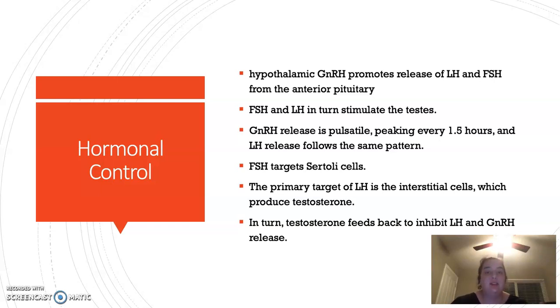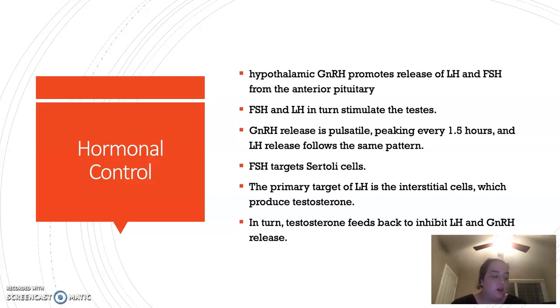So the FSH targets Sertoli cells. And unlike oocytes, male germ cells do not have FSH receptors. Instead, the follicle-stimulating hormone stimulates Sertoli synthesis of paracrine molecules needed for spermatogonia mitosis and spermatogenesis. In addition, FSH stimulates production of androgen binding protein and inhibin.